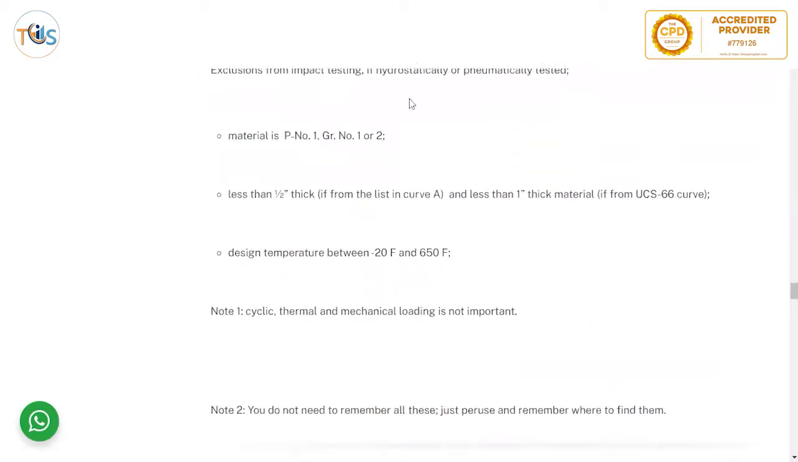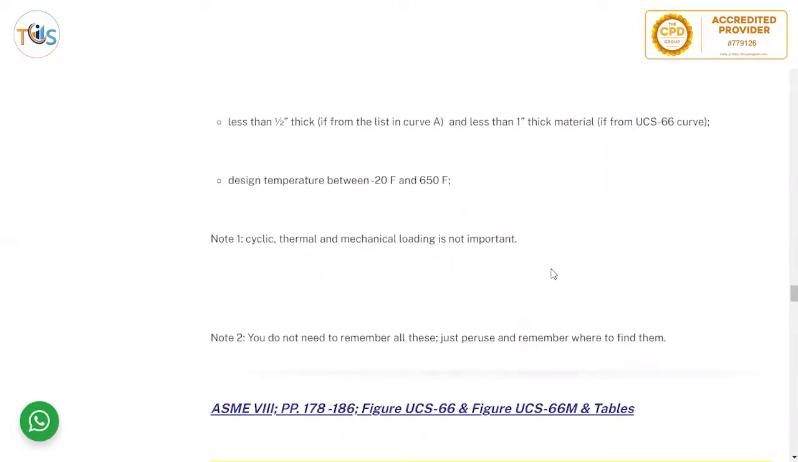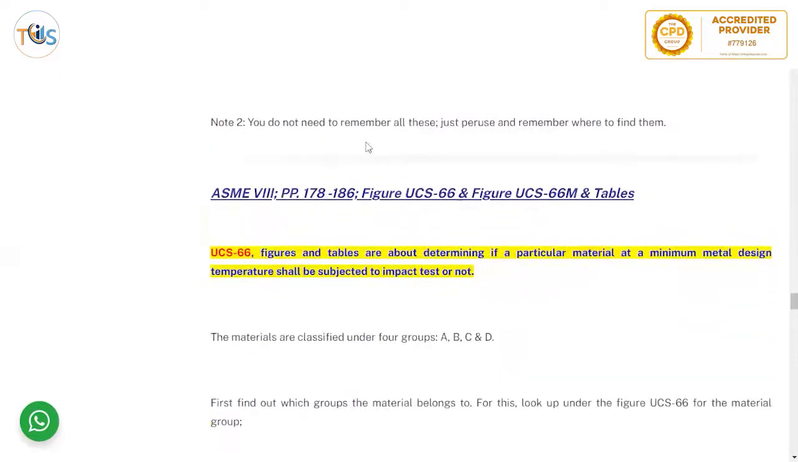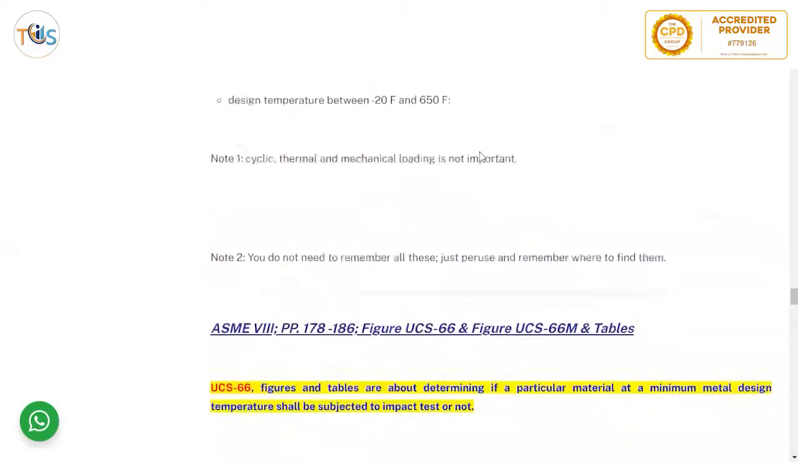Exclusion also from impact testing if hydrostatically or pneumatically tested, or P number one, all of these requirements should be met. P number one, group number one or two, less than ½ inch thick if it is in curve A, and less than 1 inch thick if in UCS 66 curve. Design temperature between -20 F Fahrenheit and 650 F, and cyclic, thermal, and mechanical loading is not important here. You do not need to remember all this, just peruse and see where you can find.